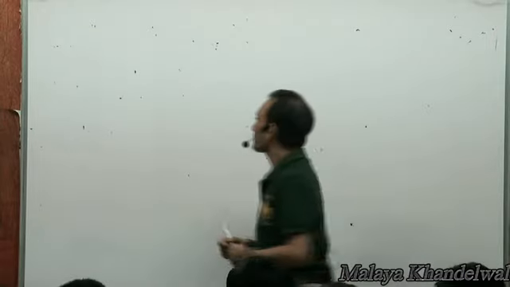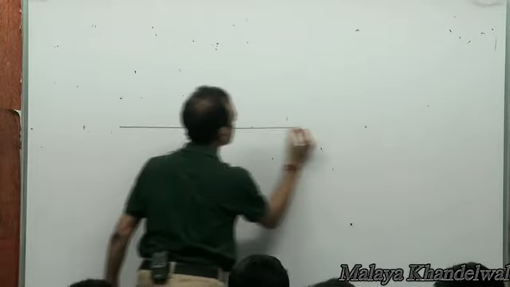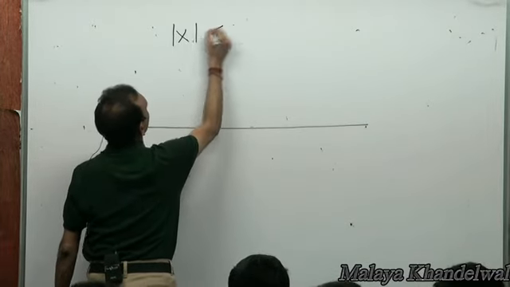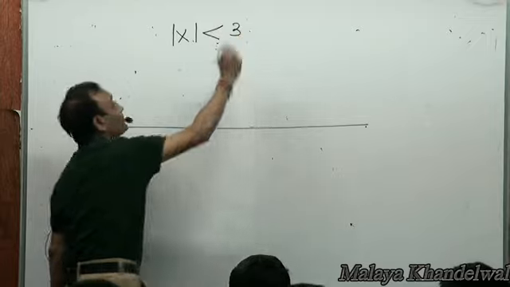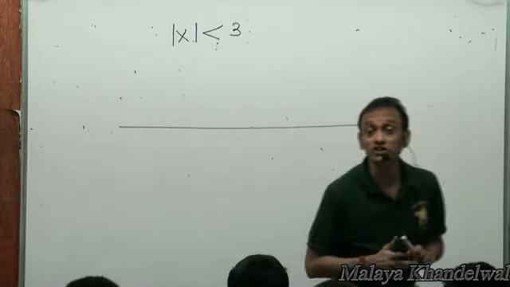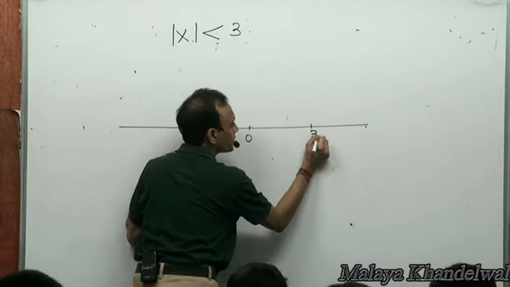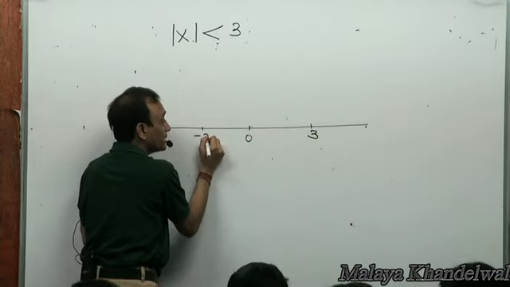Suppose I said x is such that mod x is less than 3. That means x is such that its distance from the origin is less than 3. Now this is the origin. This is x equal to plus 3. This is x equal to minus 3.